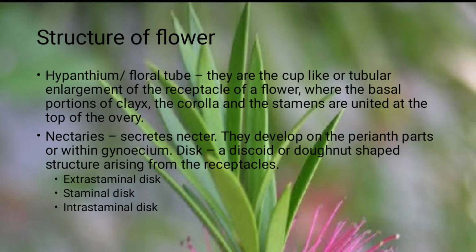Coming on to the other structures, sometimes the calyx, corolla, and androecium are fused together to form a cup-like or tube-like structure, which has the whorls of calyx, corolla, and the stamens united on the ovary. These structures are called hypanthium or floral tubes. And between the androecium, there will be a disc-like structure which bears the nectar, called nectaries.